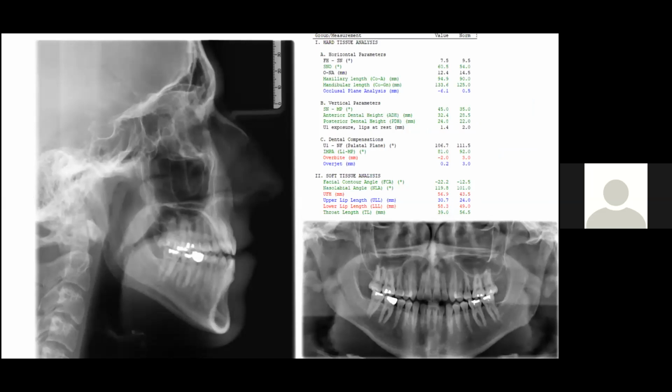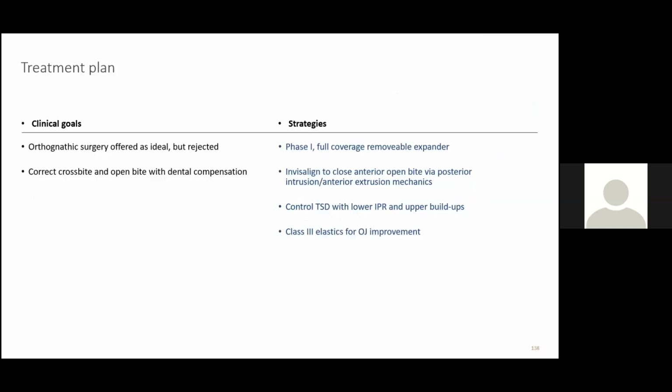So as we go through here and look at the case, again, ortho surgery offered is ideal, but he did not wish to have it. He does present with a bilateral posterior crossbite and open bite, so we're going to address that with dental compensation, namely by using a removable expander as a phase 1 and then transitioning into Invisalign.